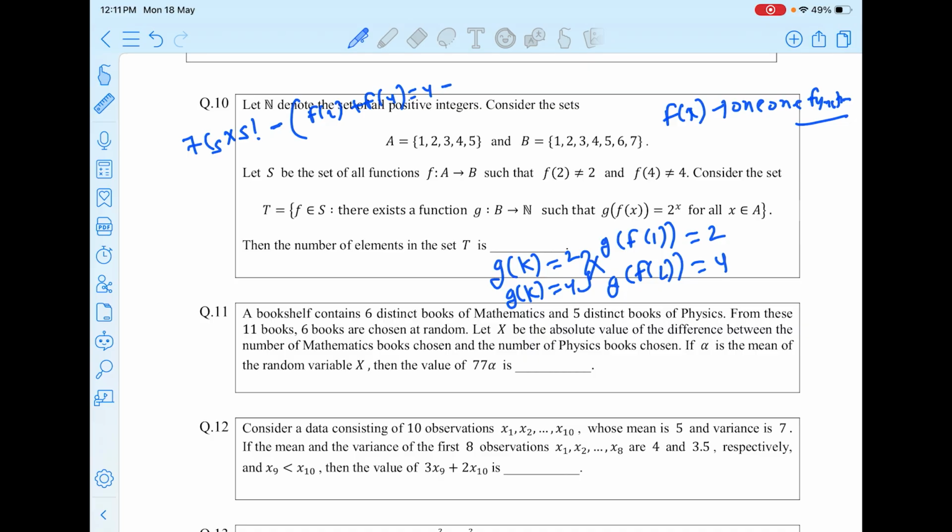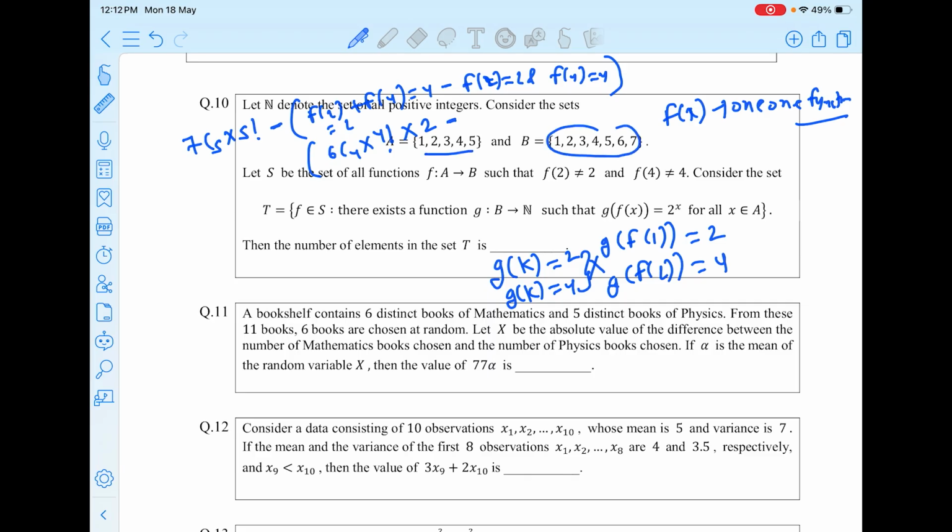And then add back when f of 2 is 2 and f of 4 is 4. A union B concept. When f of 2 is 2, remaining how many elements are left in B? 6 elements, so 6C4 into 4 factorial. Same thing when f of 4 is 4, so into 2. Now subtract the case when 2 is mapped to 2 and 4 is mapped to 4. So here how many elements will be left?